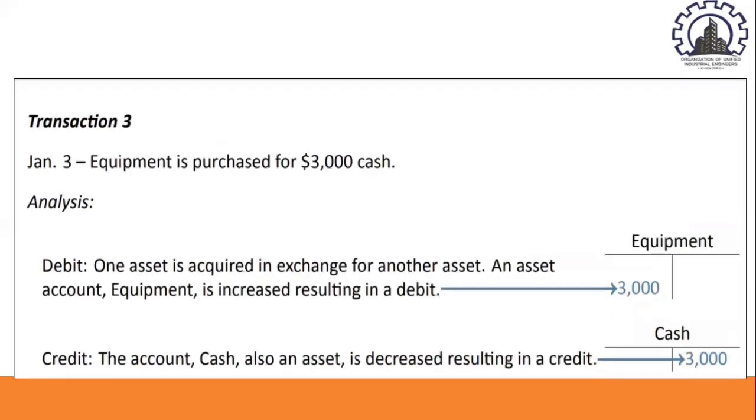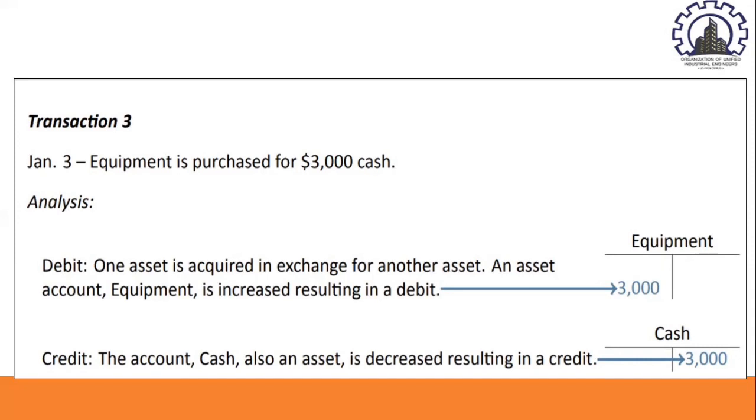And the third transaction happened on the 3rd of January. Equipment is purchased for 3,000 in cash. Okay. So if we try to analyze this transaction, how many accounts do you think are involved? Well, there are two accounts involved. First, we have equipment, and second, we have cash. Now, as you can see in our debit side, one asset is acquired in exchange for another asset. What do you think is the other asset acquired?